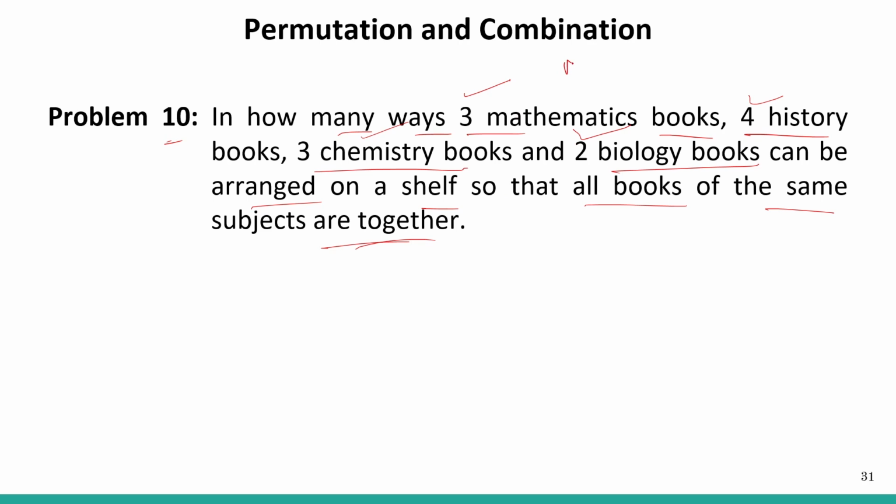So 3 mathematics books as M dash, let's say, and 4 history as H dash, 3 chemistry books as C dash, and 2 biology books as B dash. You have 4 different types of books, so 4 factorial ways are there to order these. Inside them, 3 mathematics books can be ordered in 3 factorial ways, 4 history books in 4 factorial ways, 3 chemistry books in 3 factorial ways, and 2 biology books in 2 factorial ways. So this many ways are there to place all these things.